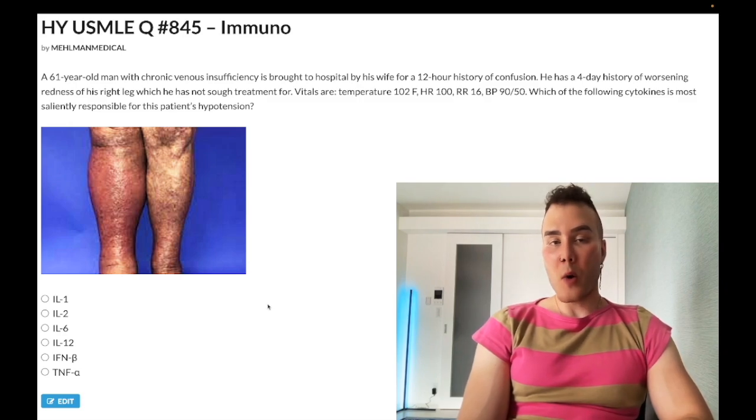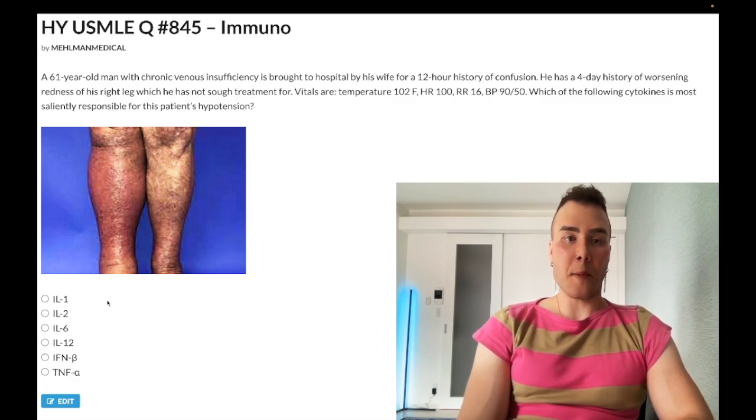Choice A, IL-1, wrong answer. All you need to know for USMLE is that IL-1 causes fever. So if you get a question, there's sepsis / septic shock, and the question just says which of the following is most likely responsible for the patient's fever, the answer is IL-1. In this case, wrong answer.